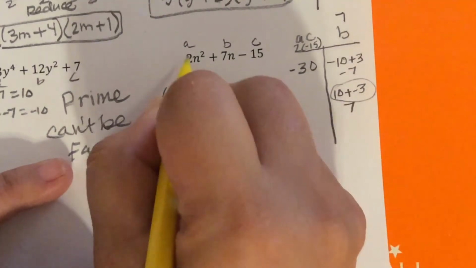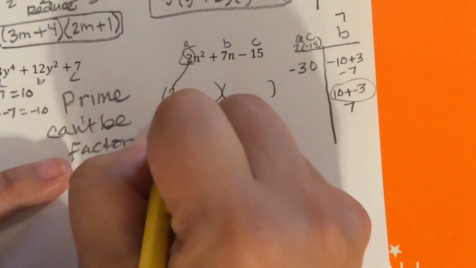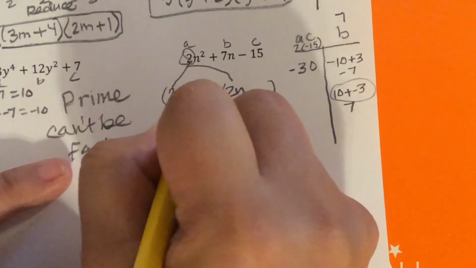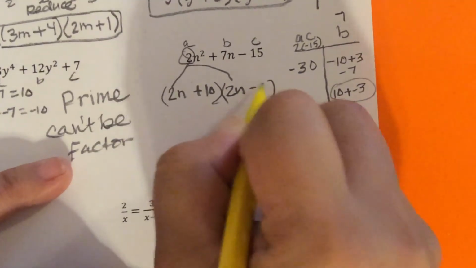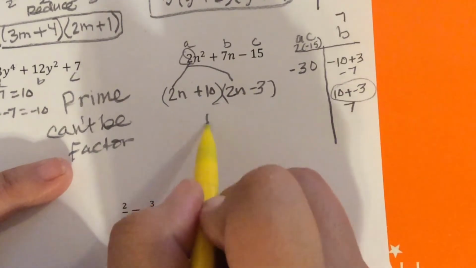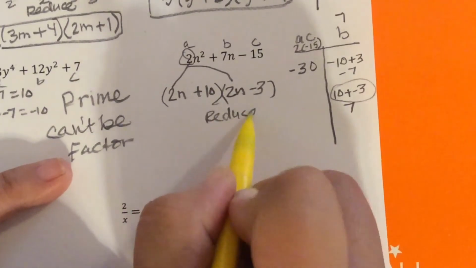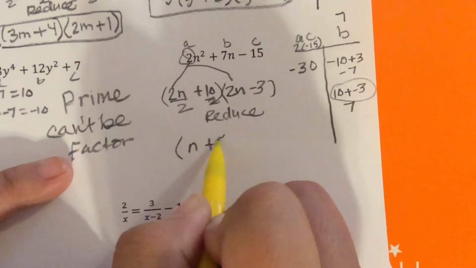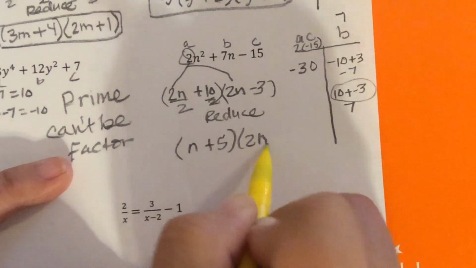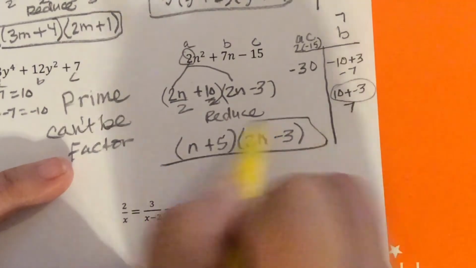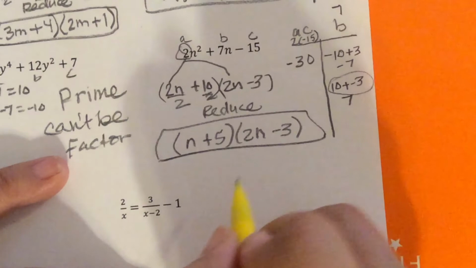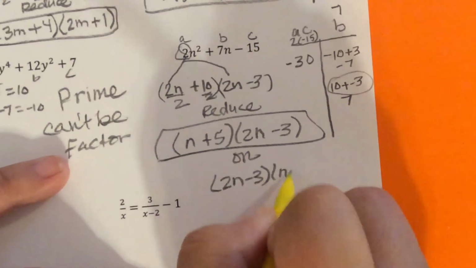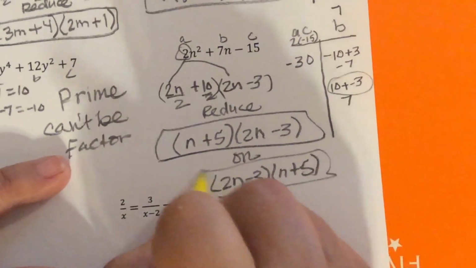But remember, A is bigger than 1. So you have to put it twice. And then you're going to do plus 10 and negative 3. And so now you have to reduce. So you're going to divide this by 2. And you're going to get n plus 5 and 2n minus 3. So that's your final answer. The other way you could write it is as 2n minus 3 times n plus 5. So these two could be your answer.